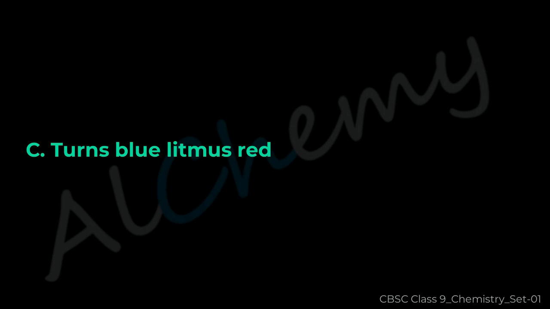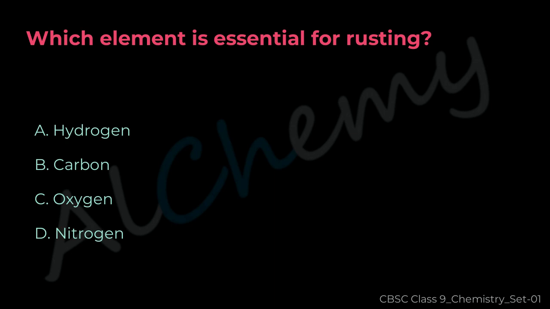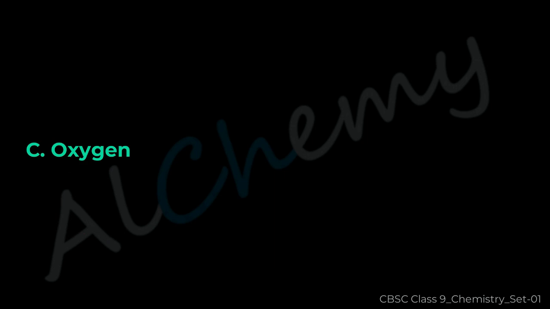Turns blue litmus red. Question 50. Which element is essential for rusting? A. Hydrogen. B. Carbon. C. Oxygen. D. Nitrogen. The correct answer is C.